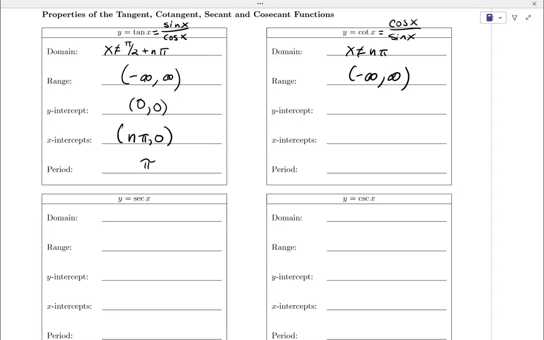Where does the cotangent cross the y-axis? What happens when you put in 0 for cotangent? What do you get? You get an asymptote, right? So there isn't one. There is no y-intercept for cotangent. Where does it cross the x-axis? Well, it crosses the x-axis the same place that cosine does. When does that happen? Pi over 2, 3 pi over 2, 5 pi over 2, all those odd multiples of pi over 2 again, right? And what was its period? Pi. Good. All right.